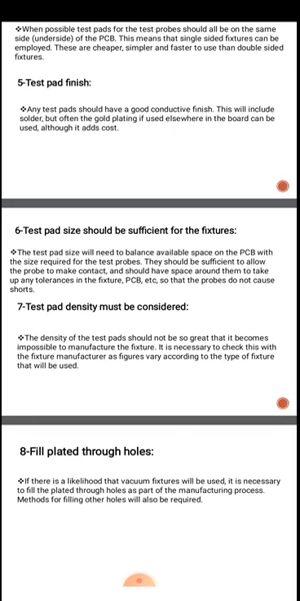Sixth point, test pad size should be sufficient for fixtures. The test pad size will need to balance available space on the PCB with the size required for the test probe. They should be sufficient to allow the probe to make contact and should have space around them to take up any tolerance in the fixture, PCB, etc., so that the probes do not cause shorts. Short circuiting should be avoided. With the sixth point, we are including that the size of the test pad should be sufficient for the fixtures.